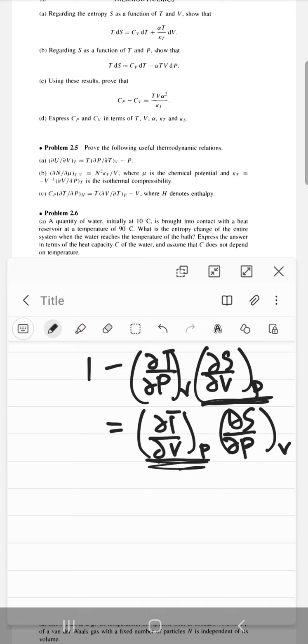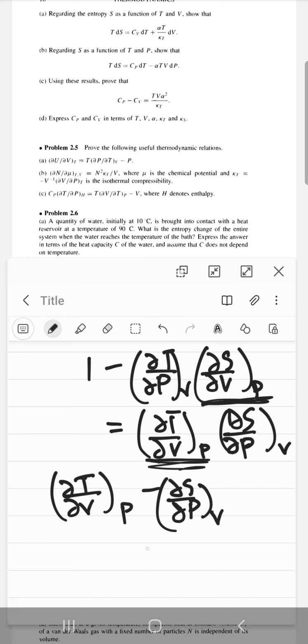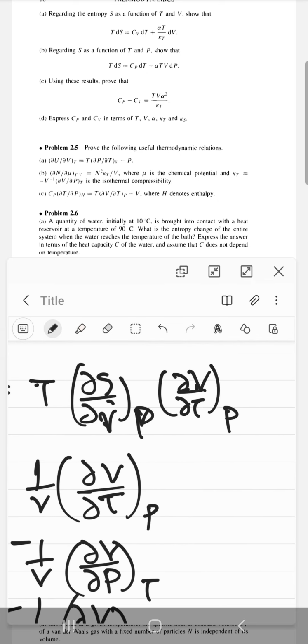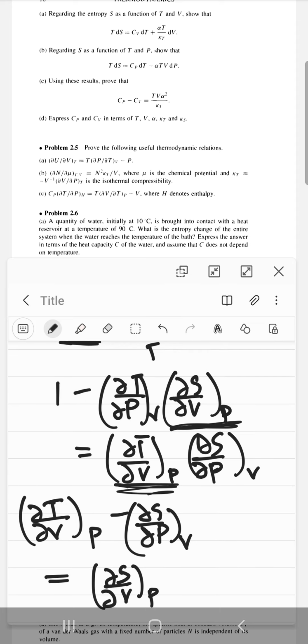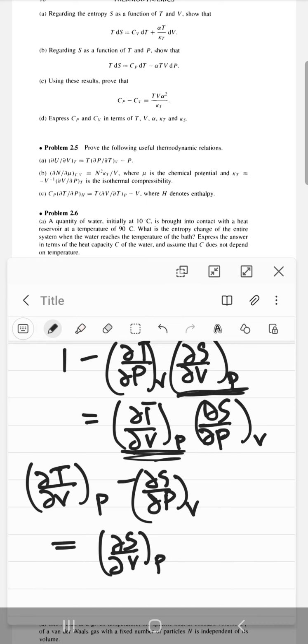Oh look, this term is there actually, so you can multiply this out and you will get something like partial t by partial v at constant pressure minus partial s by partial p at constant volume. That's equal to this term. Wait a second. I'm just getting a really bad feeling from this, but let's see what we get.